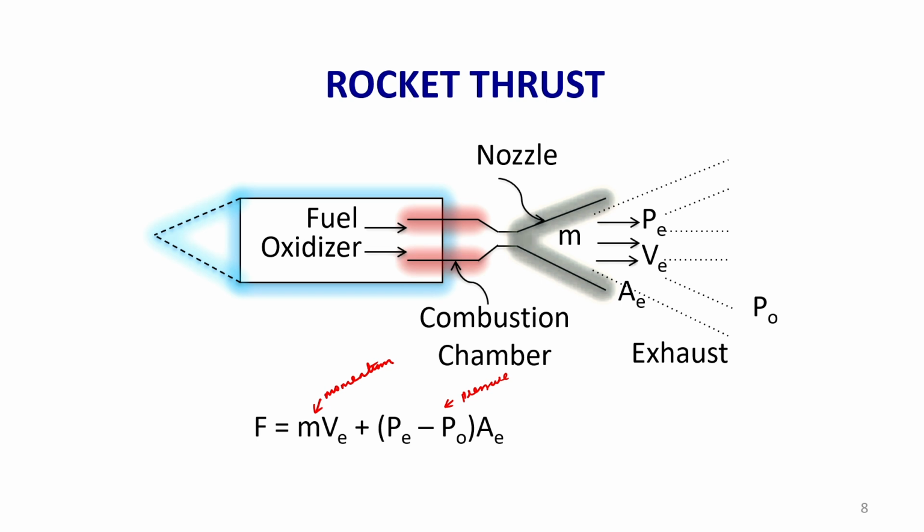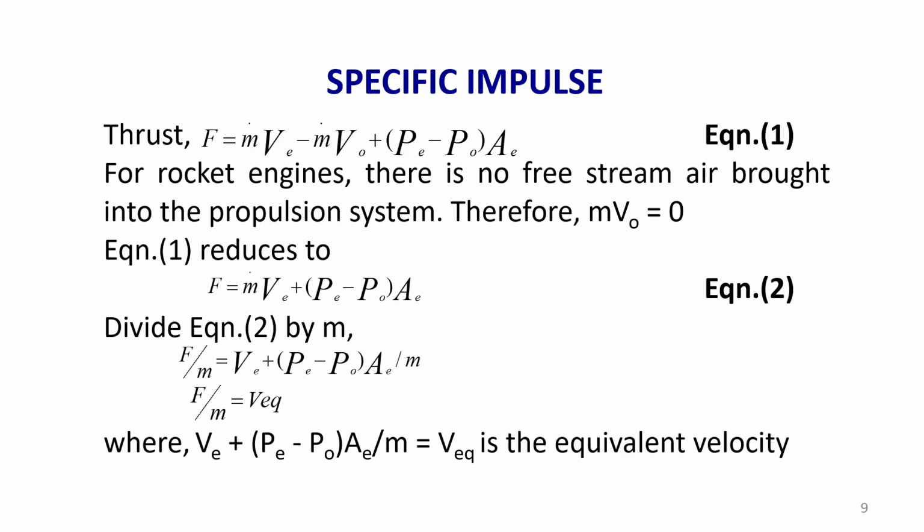The second one depends upon delta P. Pressure is force by area, so force equals pressure into area. That is the formula which I have used. With this, let me derive a small derivation for specific impulse. The thrust here is due to the change in momentum and the pressure thrust. This m dot v naught is equal to 0 generally, since for a rocket engine there is no free stream air brought into the propulsion.